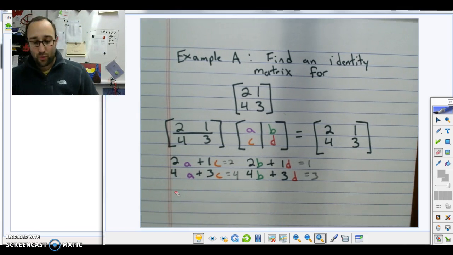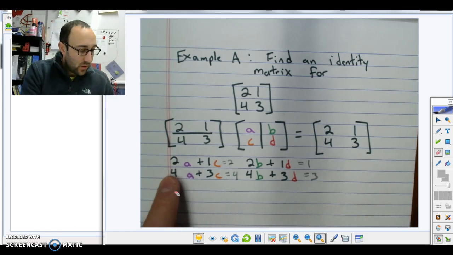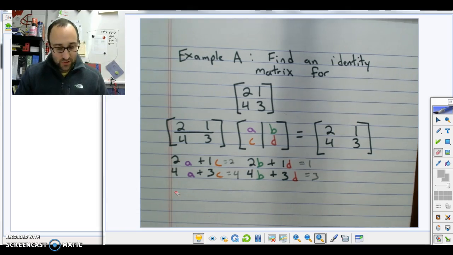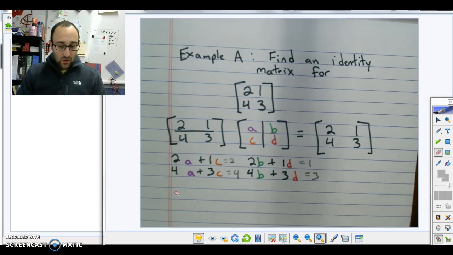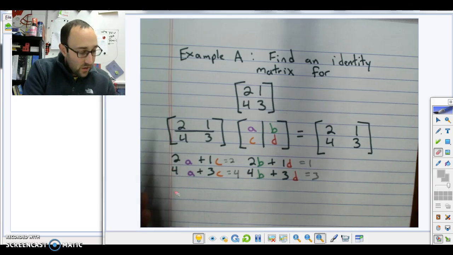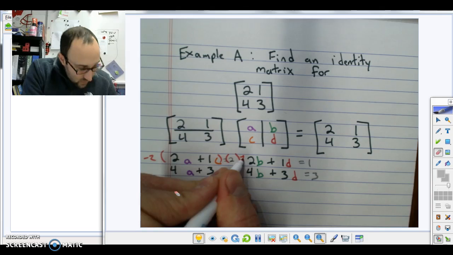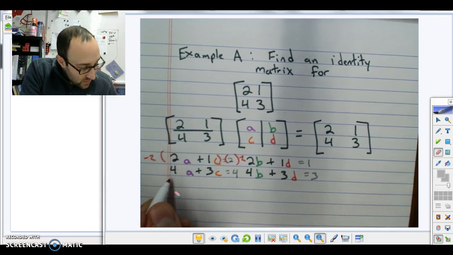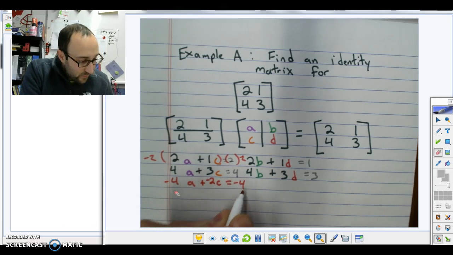I should have maybe brought them out a little bit further so they weren't so congested, but I think we'll get through it. So I'm looking at these two, and I say, which variable do I want to get rid of? A or C? It doesn't matter. So I'd rather multiply by -2 on the top. So I'm going to rewrite the top one. If I multiply this whole thing by -2, multiply this by -2 also, it's going to be alright. So that whole thing is going to be -4a plus -2c equals -4.